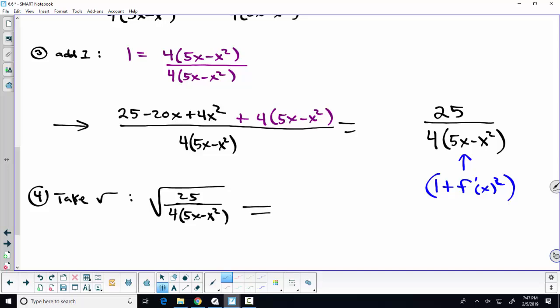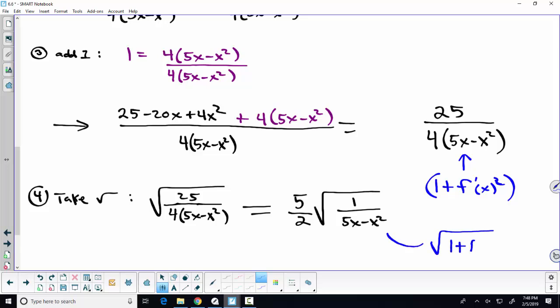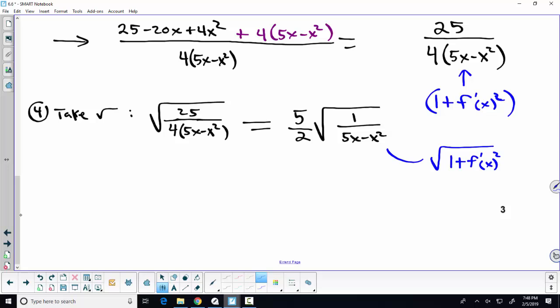So the square root gives us 5 halves. And some of you did it the other way where you factored out first. That's fine, you ended up with your 5 halves out there anyways. And then we have times the square root of 1 over. Okay, so this right here is our root 1 plus f prime squared. And when we multiply all of this by the function, which is the root of 5x minus x squared, f of x is going to cancel with this denominator here. So let's just see that.